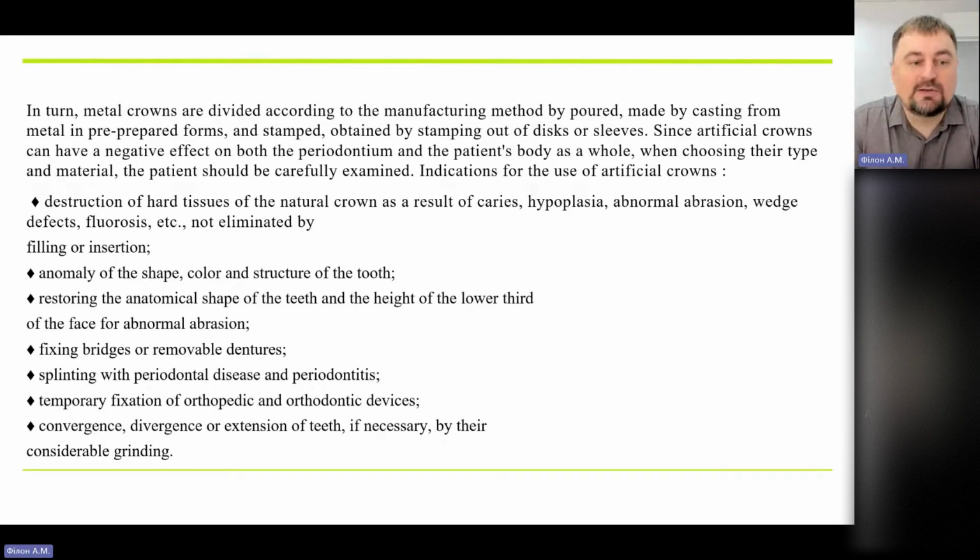Since artificial crowns can have a negative effect on both the periodontium and the patient's body as a whole, when choosing their type and material, the patient should be carefully examined. What does it mean? For example, if your patient has an allergy to metal, you should never make such crowns for him.